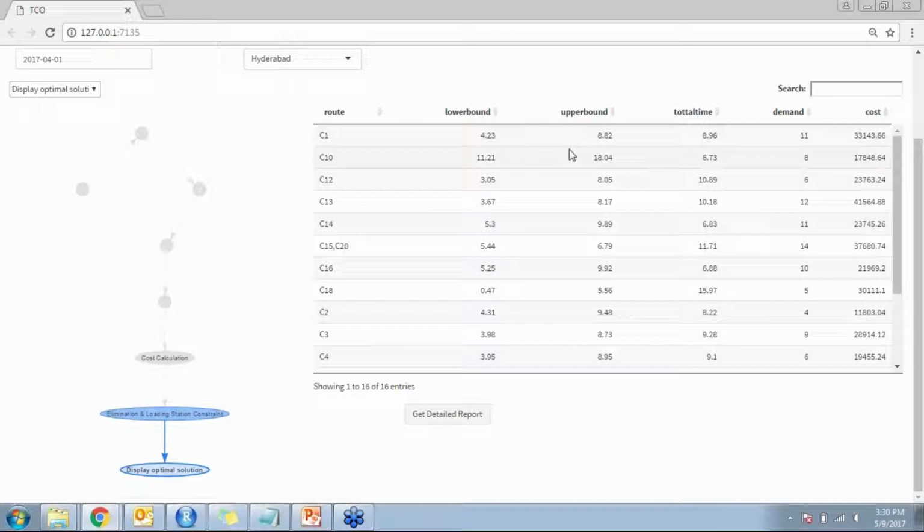The lower bound and upper bound, what we essentially talk about is in terms of time, but in decimal units. And 4.23 can be converted into hours, which tells us the time at which a particular customer's truck should be loaded.